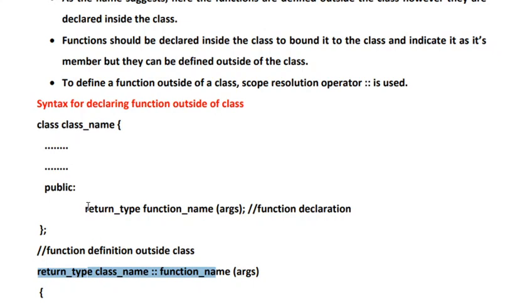Inside the class, we'll have the simple function declaration, where we'll specify the return type, function name, and the optional argument list. So in case we are defining the function outside the class, inside the class we'll have the simple declaration statement, and the function will be defined outside the class using the scope resolution operator.